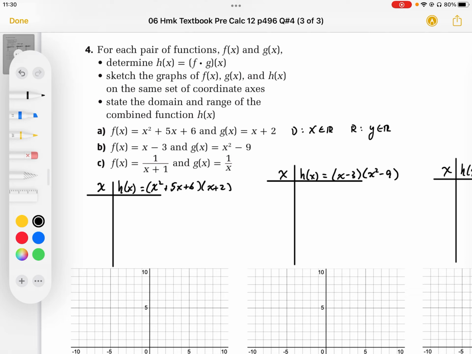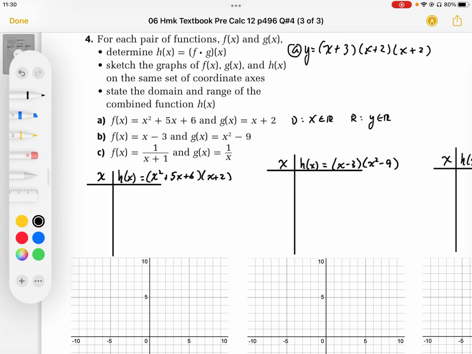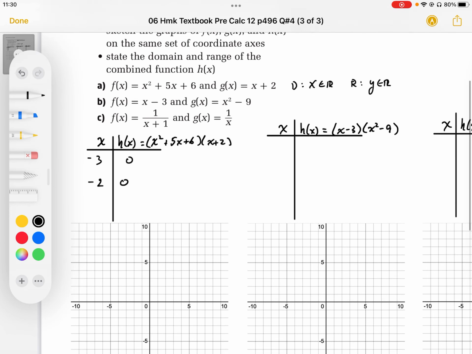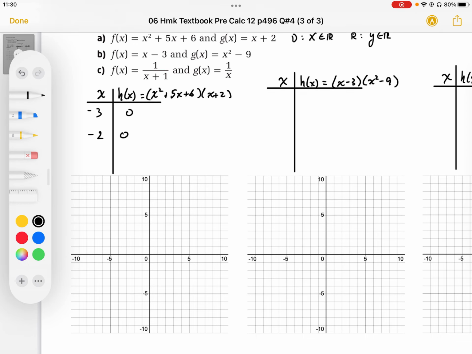In this case, if I factor x squared plus 5x plus 6, it factors into x plus 3, x plus 2, and then I end up with another x plus 2. So this is part A, and this is my new equation. I'm going to end up with zeros at -2 and -3. So -3, 0 and -2, 0. If I want to plug some other points in there, I can, but since this is a familiar function, I can just graph it using the zeros.